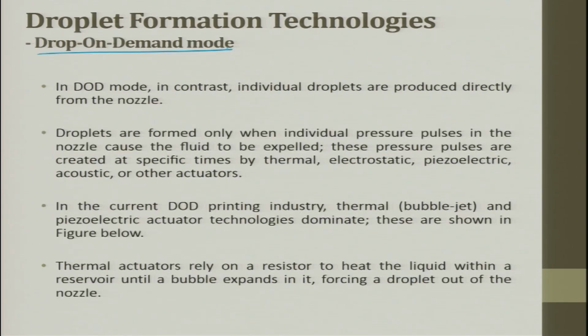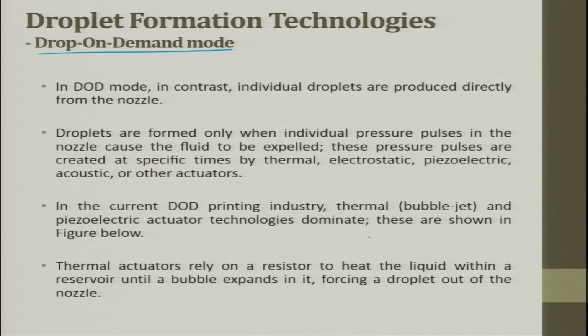Drop on demand mode. In drop on demand mode, in contrast, individual droplets are produced directly from the nozzle. Droplets are formed only when individual pressure pulses in the nozzle cause the fluid to be expelled. In the previous one it was not so. There, a fluid was coming, you applied an electrical charge field, and the droplet came. But here you will pressurize such that individual pulses get expelled out.